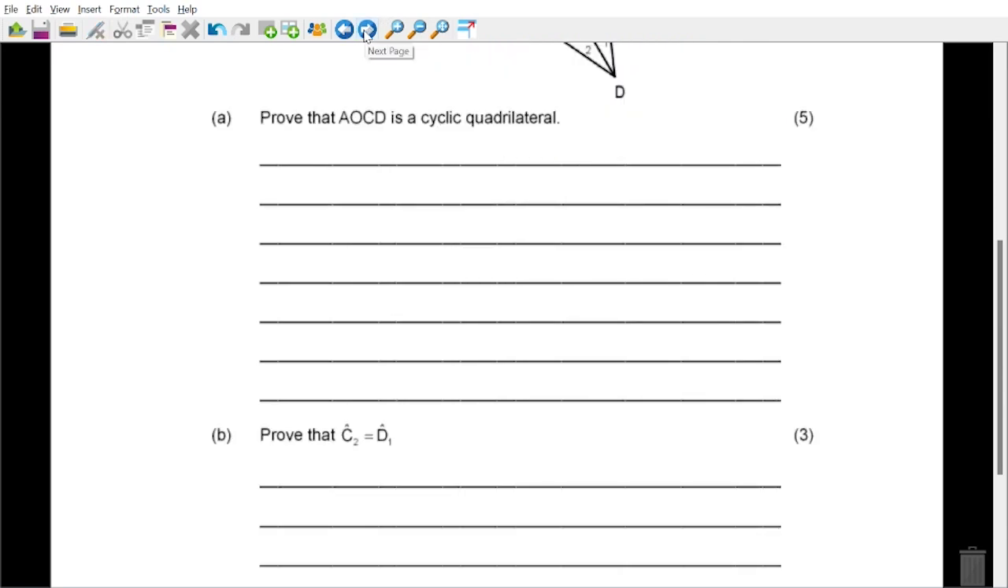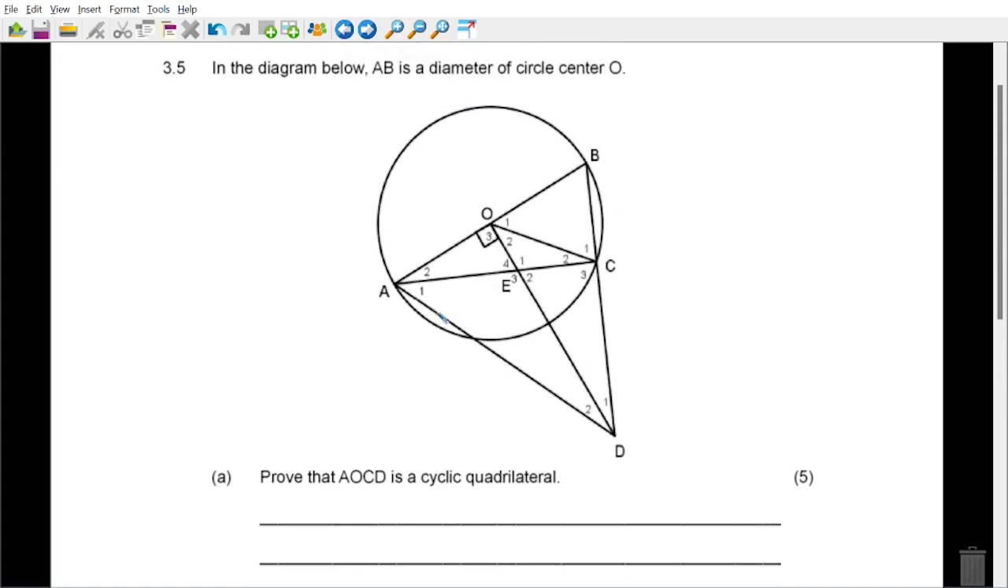Okay, and that brings us on to our very last question, which is a circle geometry question. The first thing we've got to do is prove that we've got a cyclic quad. We're trying to prove that AOCD is cyclic. Now, AOCD is here. Okay, I'm not doing this very well.